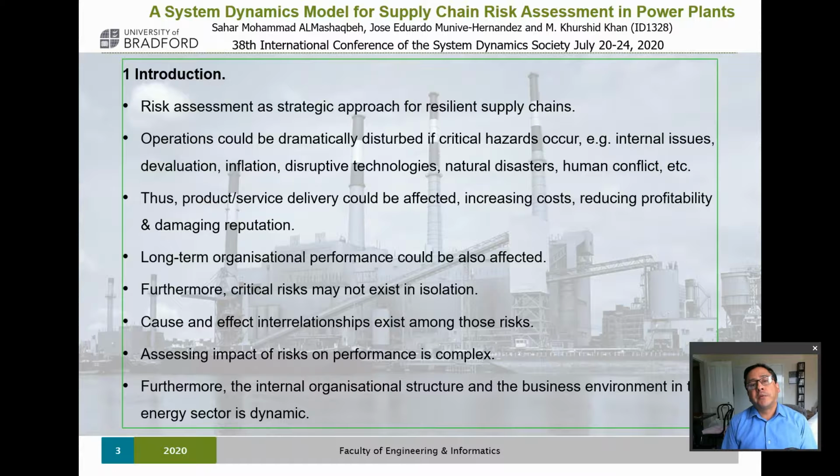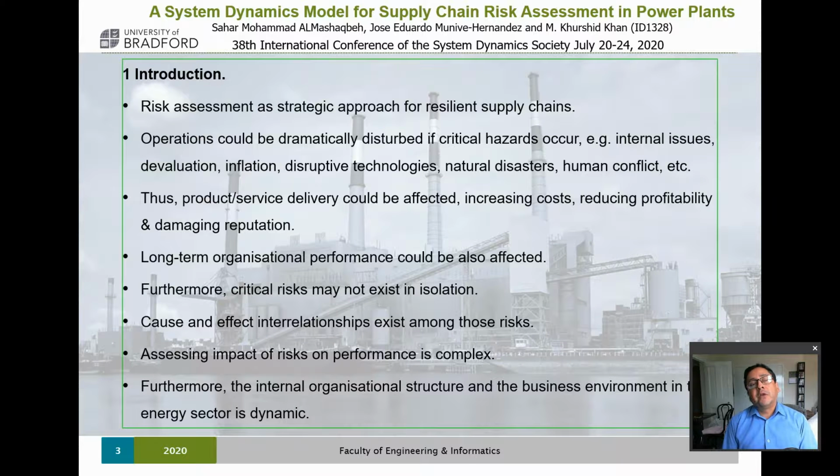In addition to this problem, it's also important to consider that risks do not exist in isolation. It's possible that different risks in different parts of the company, in different functions of the company, may be interrelated, and it's sometimes very difficult to understand these interrelationships. So assessing risks can be a complex problem.